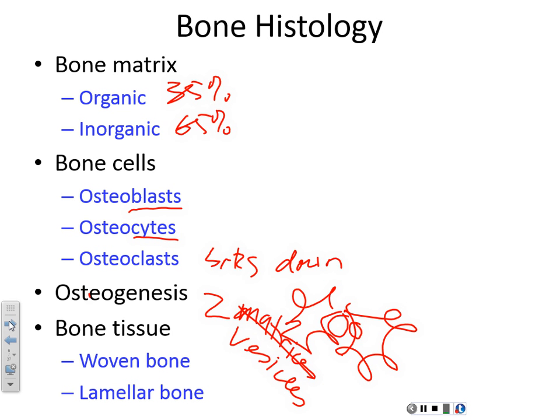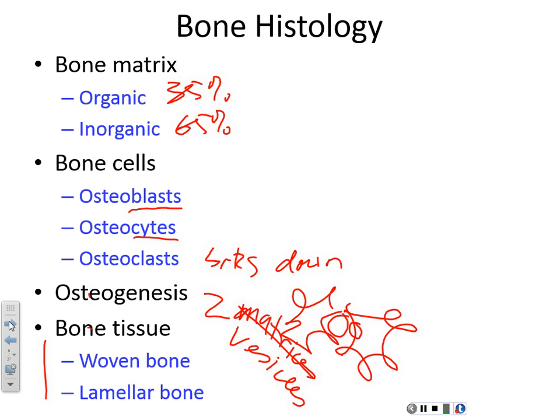This is on the surface, okay? It's occurring on the surface. So, appositional. Okay, and then, of course, you first of all make woven bone. You know what woven bone is? Fibers all over. Okay? The collagen fibers are oriented in different directions.